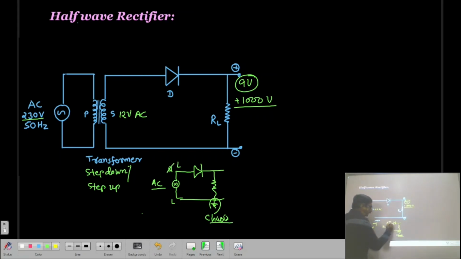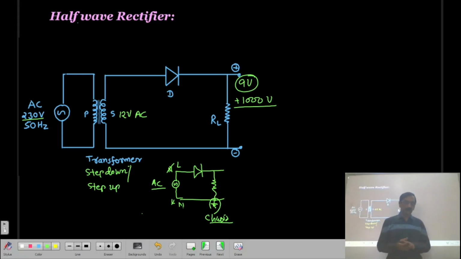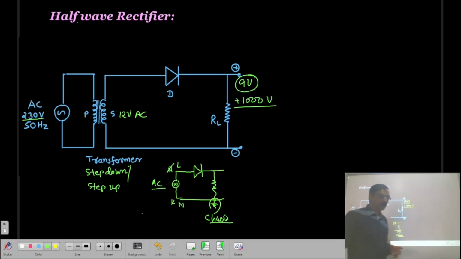If we have a live terminal here and a neutral terminal here, then you will not get the shock because the neutral is connected to the ground. In that case, if we touch the instrument, you will not get the shock. But in a 2-pin plug, we do not know which one is live and which one is neutral. So there are chances that if you have plugged it in a different way, sometimes you will get the shock. So to isolate this, the transformer is used.